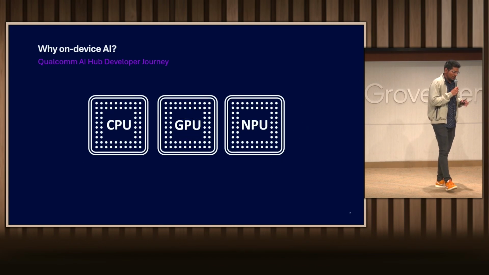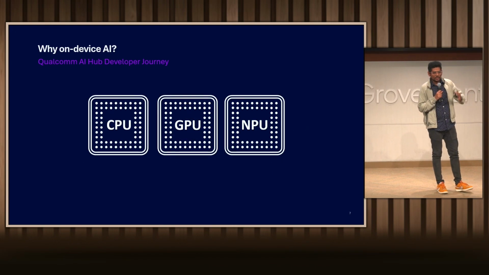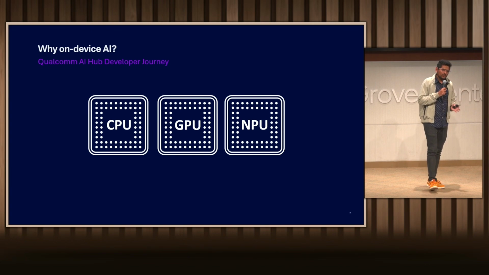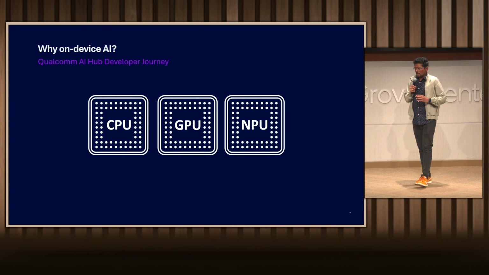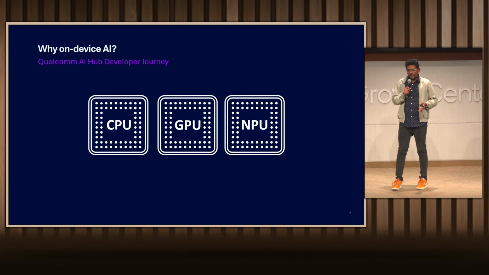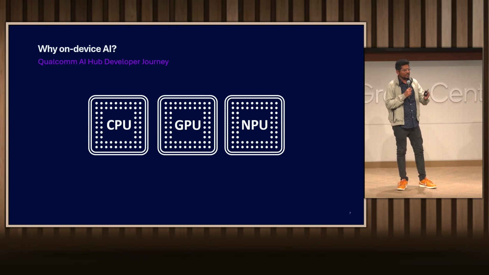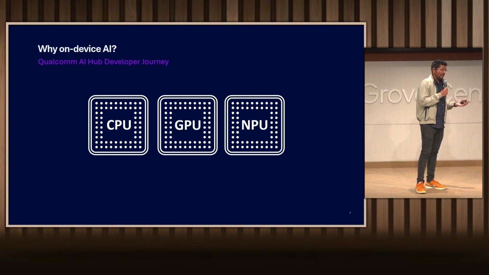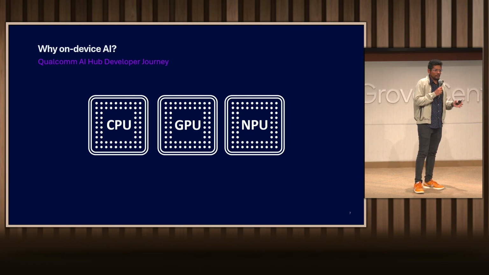Now we are all convinced that running a model on device makes sense. But what does it mean to run a model on device? Whenever you are running a model on device, you typically have one of these three backends in mind. And depending on your application, you might want to run it on CPU, GPU, or NPU.